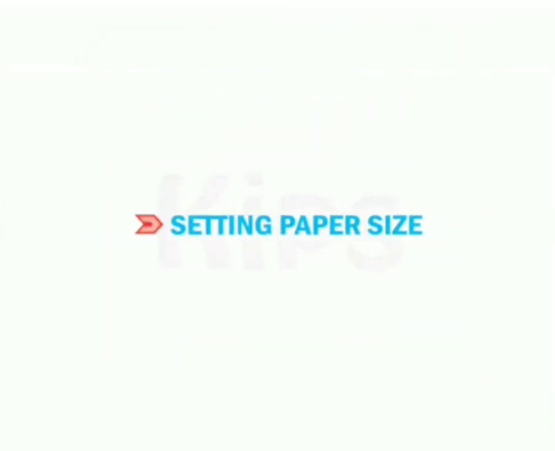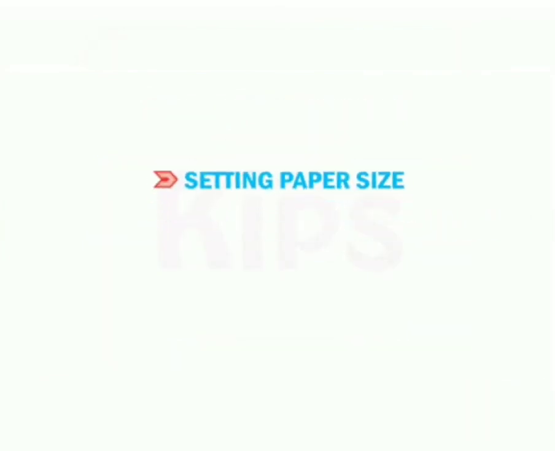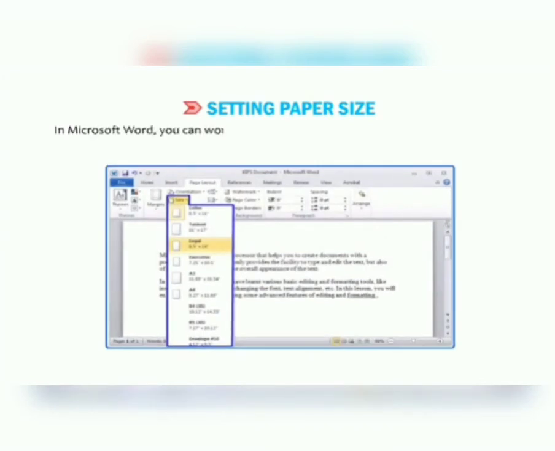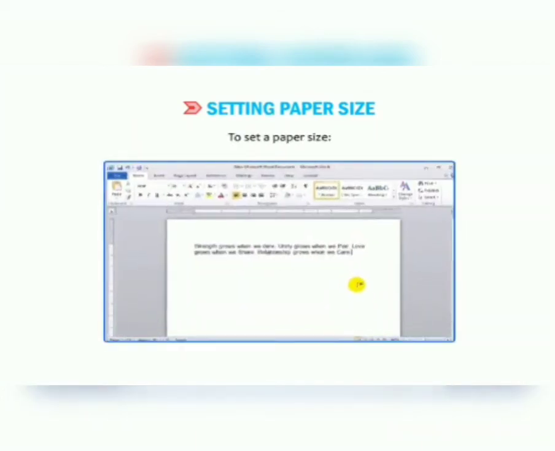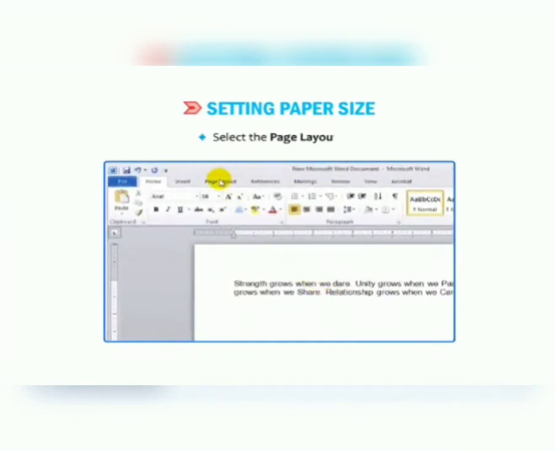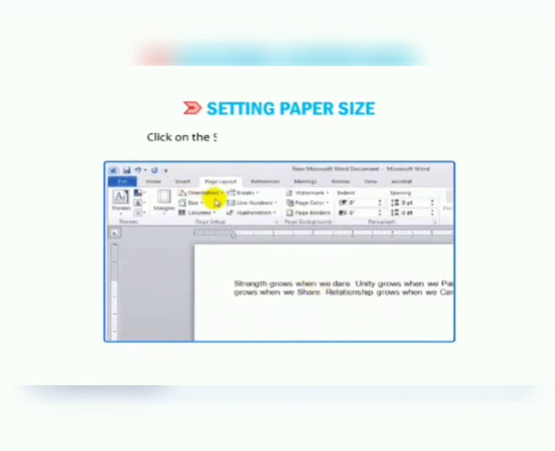Let us find out how to set paper size. In Microsoft Word, you can work with different sizes of paper, though the available selections depend on the type of printer you use. To set a paper size, select the Page Layout tab. Click on the Size button in the Page Setup group.